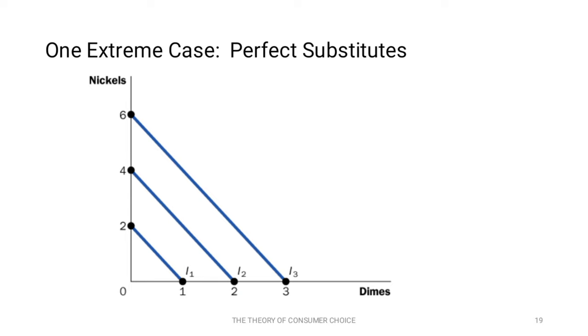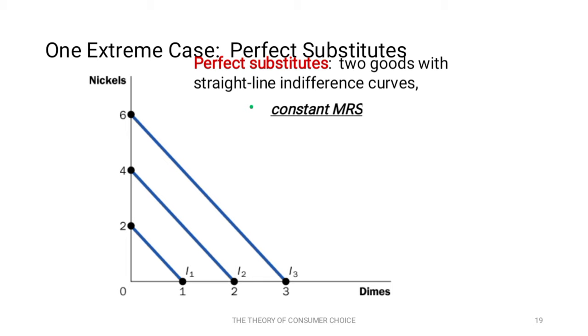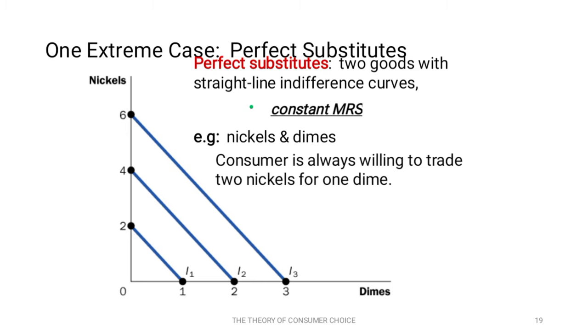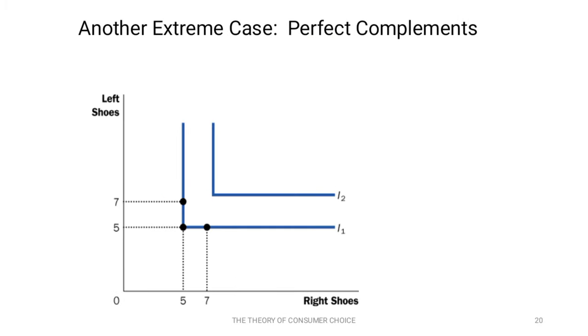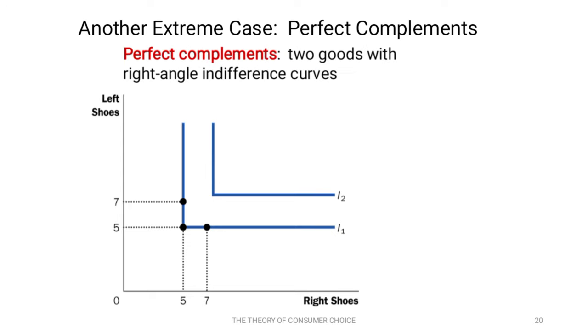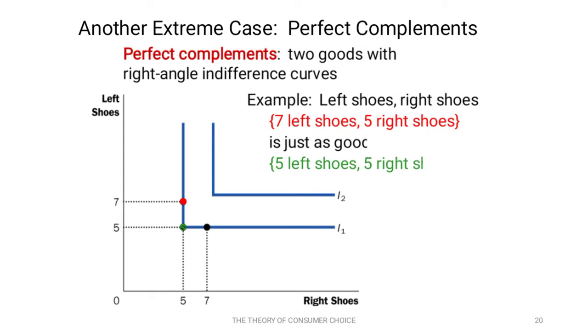Okay, so extreme cases: perfect substitutes, and then complements. You can just read through, they are understandable. These are how their indifference curves look like. You can just pause it and read.